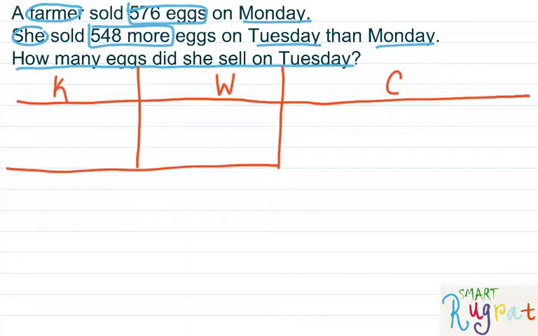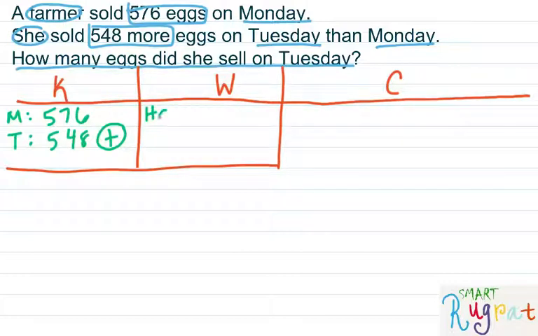A farmer sold 576 eggs on Monday. Monday, we know for sure that she sold 576. And on Tuesday, she sold 548 more. So I'm going to put the plus there. Now, what I want to know is how many eggs on Tuesday. And this doesn't have to be copied exactly. It's just so the kids know.